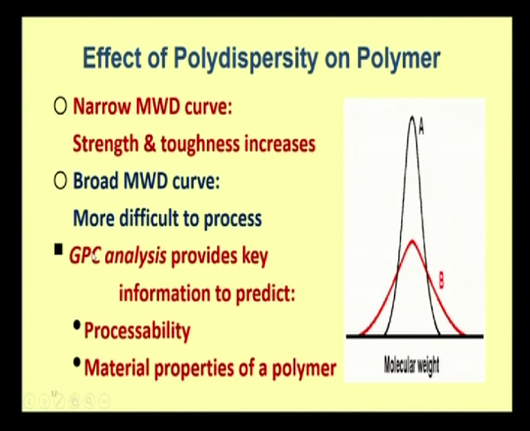There is an analysis called GPC analysis, gel permeation chromatographic method. It basically provides the key information to predict the sample's processing characteristics, the processability of the sample, and the material properties of a polymer. This GPC analysis, which we will be seeing in the next class, gives a fair idea about the polydispersity index, and it gives the molecular weight distribution curve of the polymer sample under test. From this, you can predict how good or how complex the processing of such polymers is going to be, and what kind of properties are going to be reflected from such polymers.